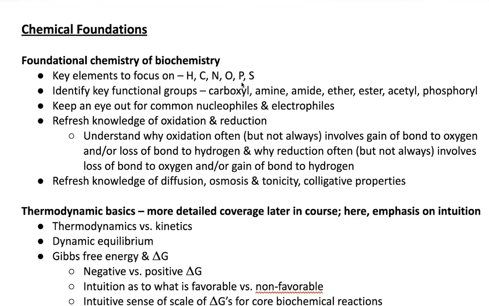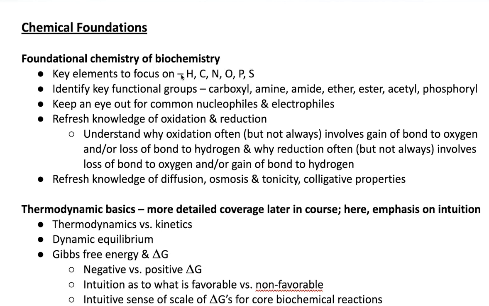You'll also see metals come up sometimes. The key metals you'll see are zinc and magnesium, as well as calcium, sodium, chloride, various things like that. These are the main ones that you're going to see when we're talking about things like metabolism. You also want to be able to identify key functional groups: carboxyl groups, amine groups, amide bonds, ethers, esters, acetyl groups, phosphoryl groups. These are going to help you talk about pathways as well as name molecules and see what's happening.